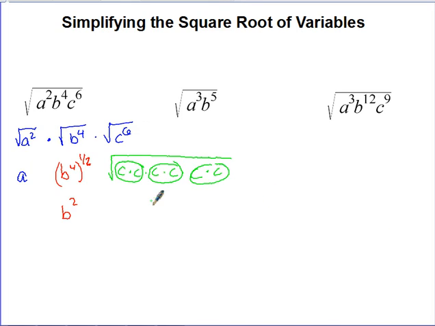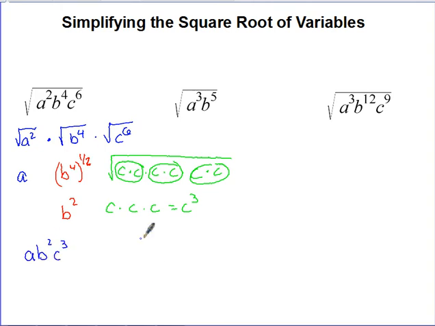All right, so all of my pairs then, remember if the square root of a squared is a, then the square root of c squared is c. So outside I would have c times c times c, which would be c to the 3rd. So the square root of c to the 6th is c to the 3rd. My final answer then here would be a b squared c to the 3rd.